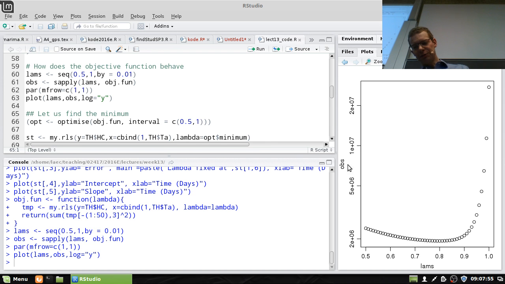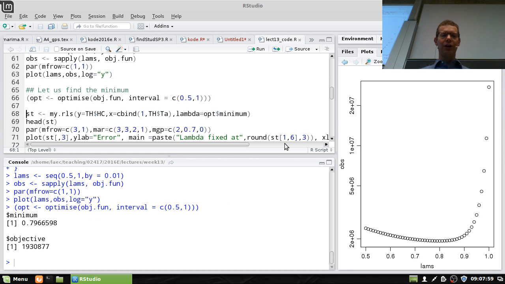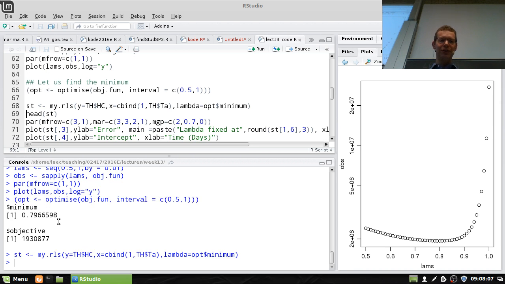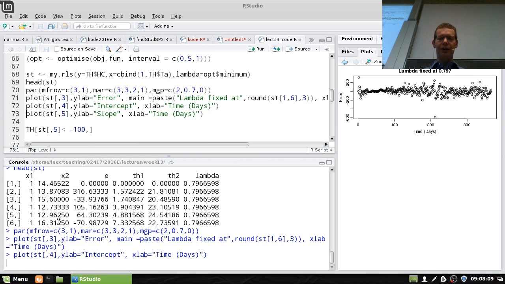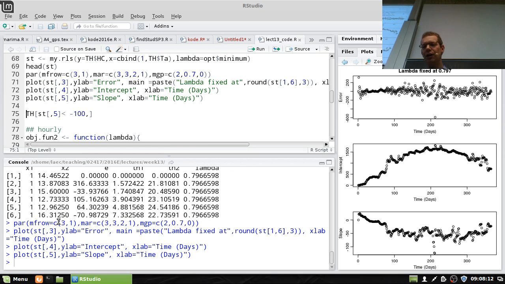It looks like the optimal value is around 0.8, but we can just optimize it and find out that it's actually not just around, it's very, very close to 0.8. So if I use the optimal value and do the same plot as before, it's not so different from what we saw before. Now 0.8 means I only have a memory of 5 days. But you're looking at something that minimizes the sum of squares.